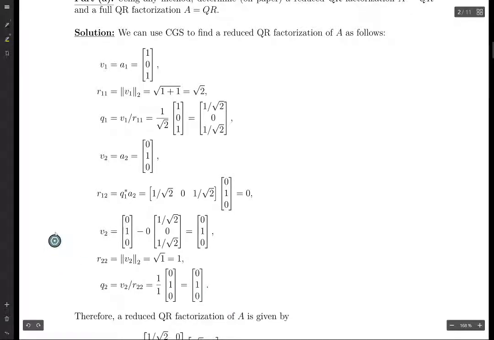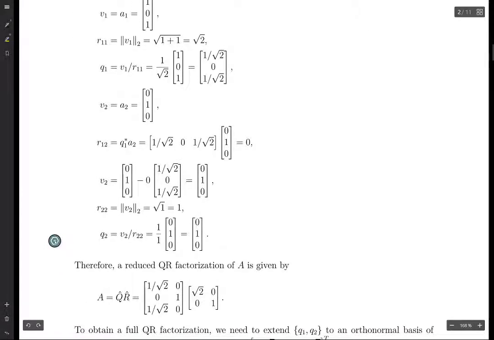And so, therefore, the reduced QR factorization is just A equals Q times R, where Q1 is here, Q2 is here, and then this is R11, this is R12, this is R22.